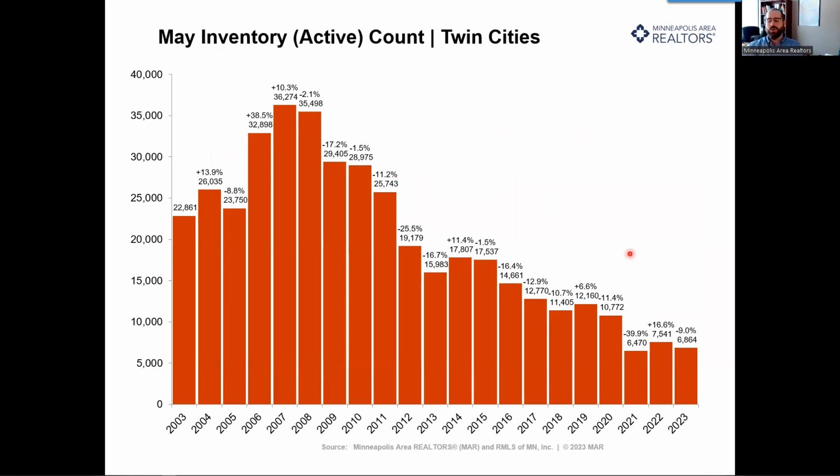Inventory, May inventory, what's going on here? Can you guys believe we once had 36,000 properties for sale listed under active status in North Star? What did we end up with last month? About 6,900, right? Not even 7,000. So I had a little bit of growth last year, probably because that's when rates really started to rise and we saw a little bit of a slowdown then.